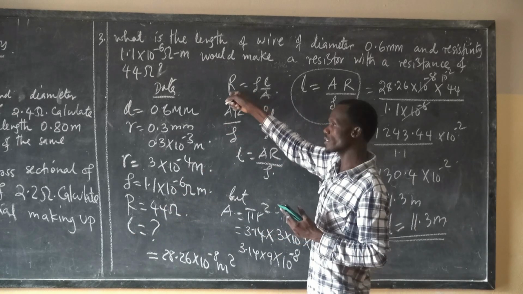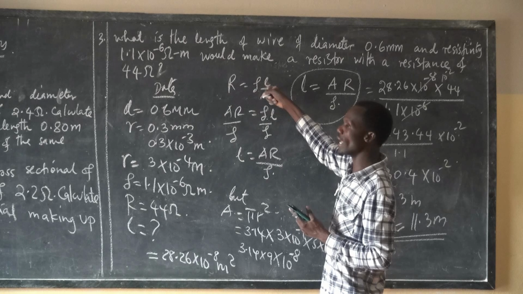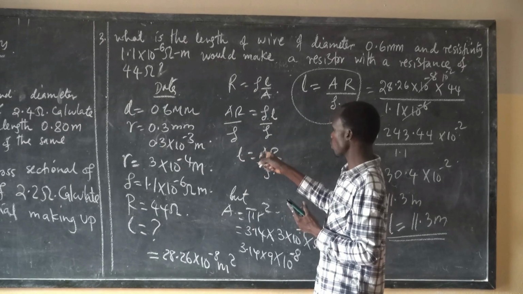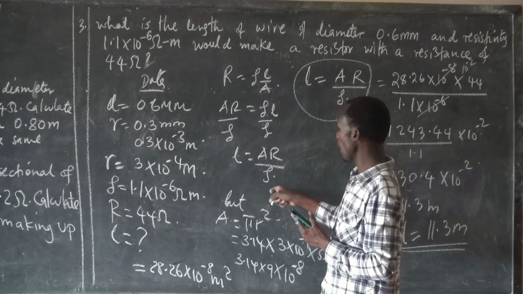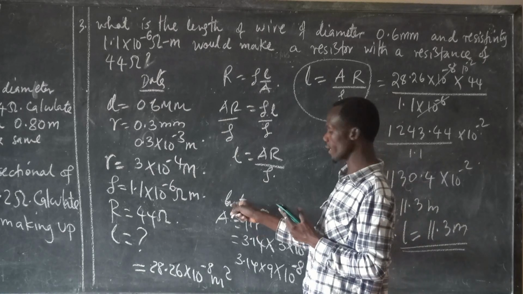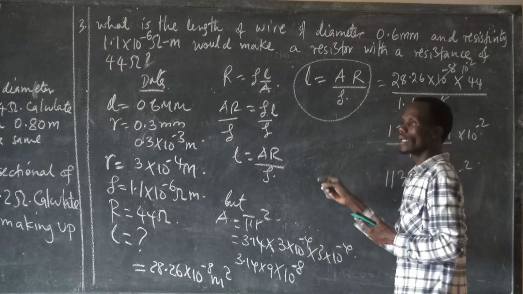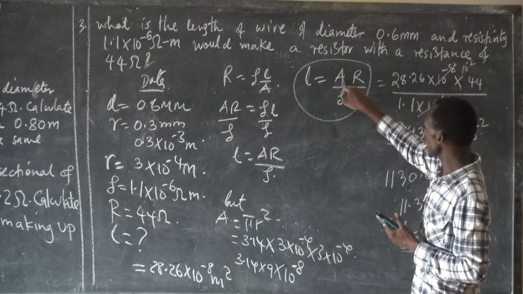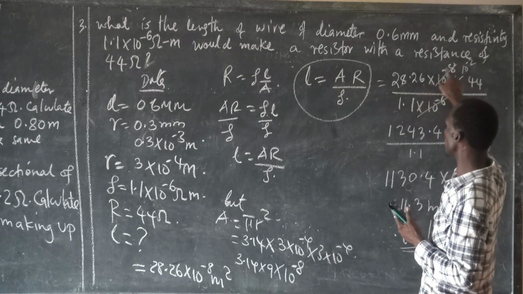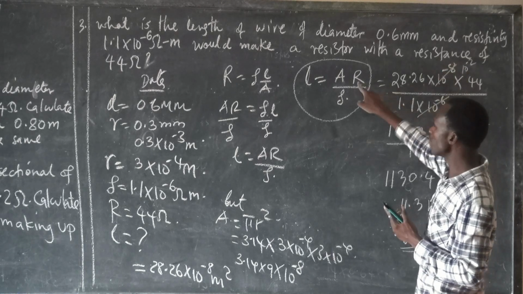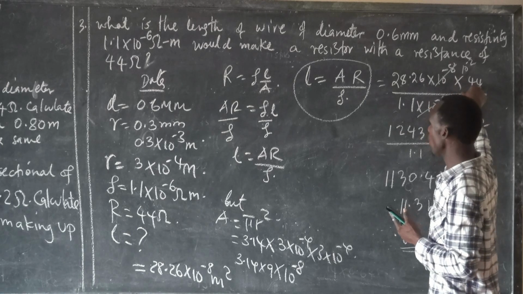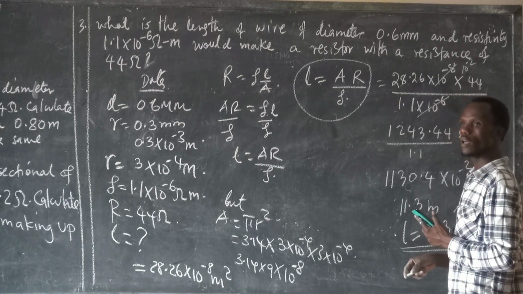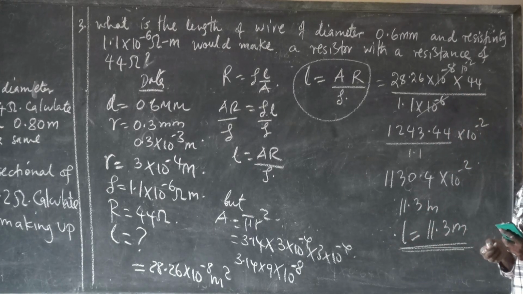Now from here, resistance is equal to resistivity times length over cross section area. Now length is equal to cross section area times resistance over resistivity. Then you calculate the area, then you substitute what you have been given from the question. Definitely length is equal to cross section area, which is 28.26 times 10 power negative 8, times resistance, which is 44, over resistivity, which is 1.1 times 10 power negative 6. Simple after calculating.